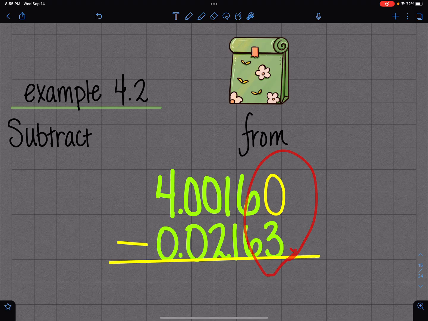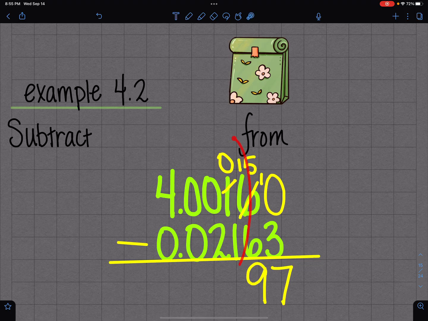0 minus 3, you can't do that. We have to borrow. Let's make this a 5, and now this is a 10. So 10 minus 3, I'm going to put 7 down here. 5 minus 6, my goodness, I can't do that either. I have to borrow again. Let's borrow from this 1 and make that a 0 and make that a 15. So now 15 minus 6 is going to be 9. Oh my goodness, they're making us borrow all the way.